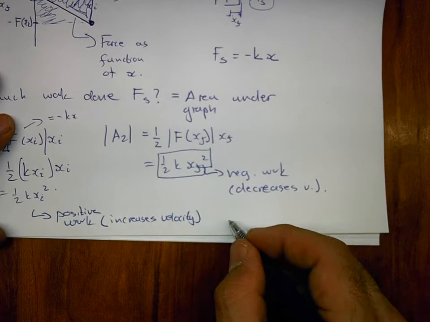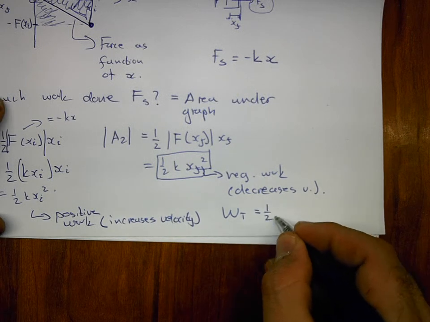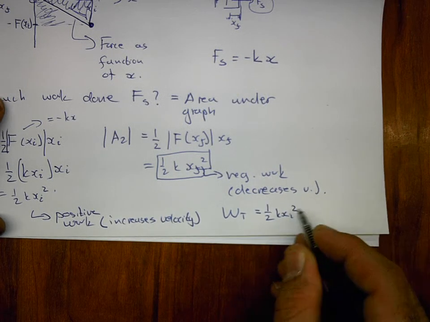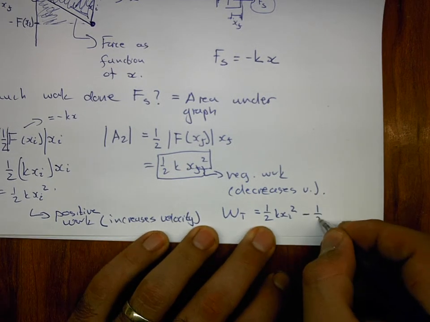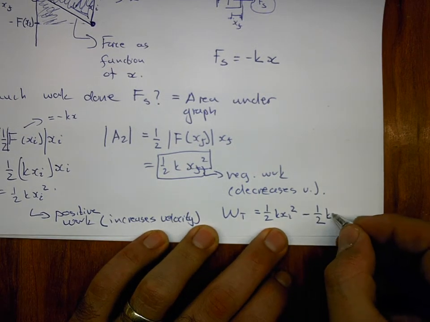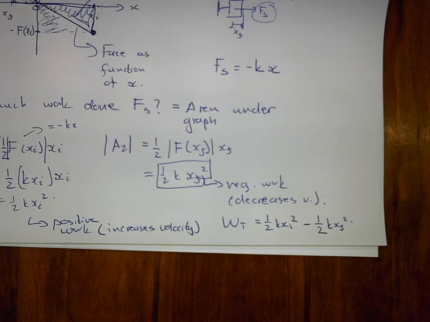This means the total amount of work is equal to a half k x initial squared, the positive amount of work done, minus the negative amount of work done. Okay, so no fancy calculus, just areas under a graph and a bit of physical reasoning, and you get an expression for the total amount of work done by a force in moving this object.